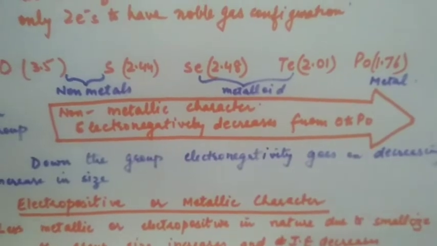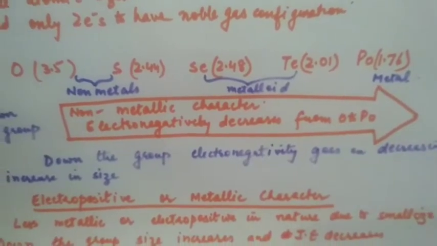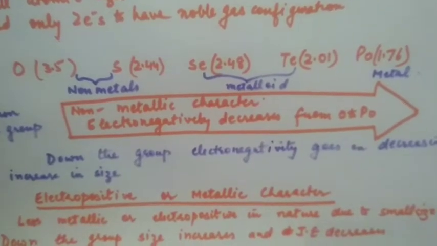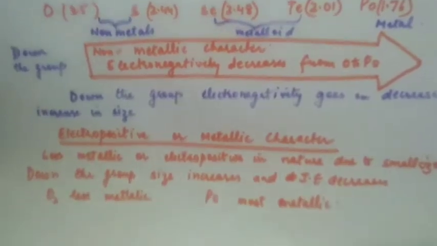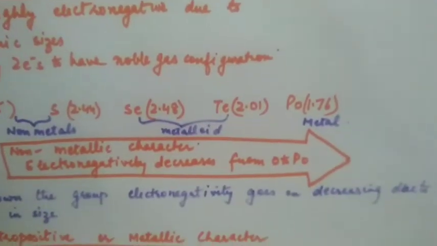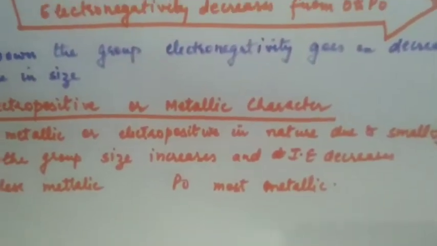The electropositive or metallic character increases down the group. Oxygen and sulfur have non-metallic character. Selenium and tellurium are metalloids, whereas polonium is a metal because of its larger size and less ionization enthalpy.